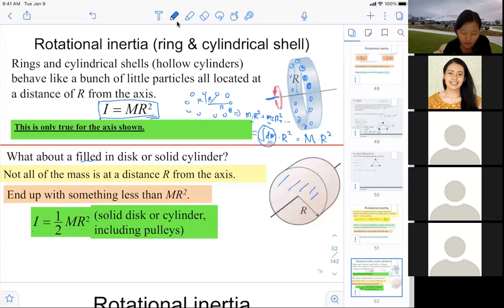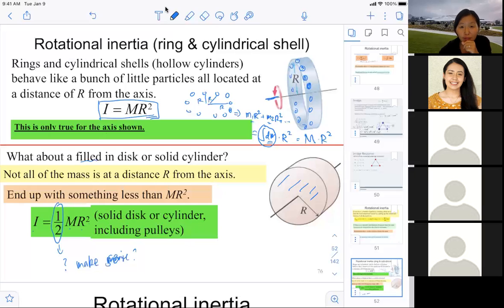Does that make sense? That this is 1/2, which is smaller than what it is for a ring? Would you expect that 1/2? Honestly, I would have assumed it would have been larger than the ring.